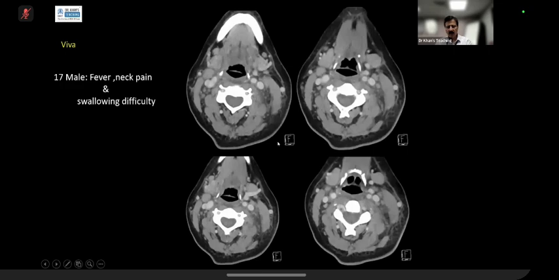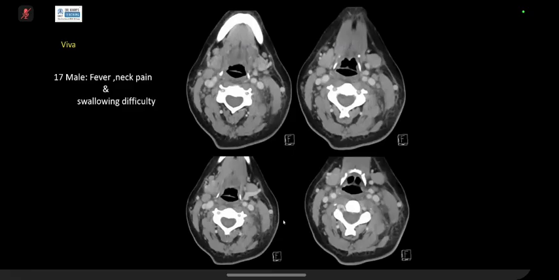Okay, candidate 2, this is your viva case. This patient is a 17-year-old presenting with fever, neck pain, and swallowing difficulty. Now, if you see here, this is the level of the epiglottis. So you can see here, and this is the level of the valleculae, glossoepiglottic. Anything in the retropharyngeal space? Over to you.